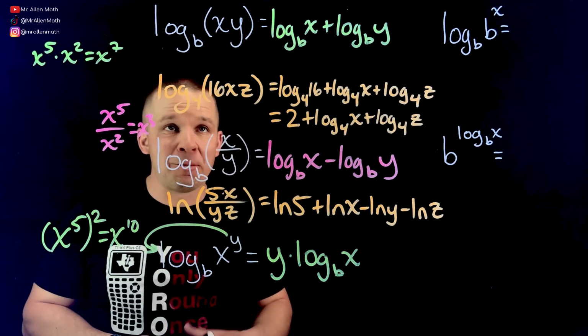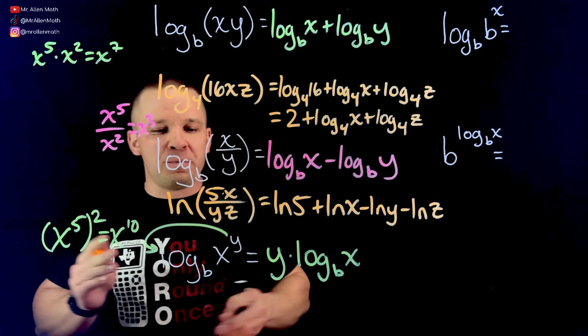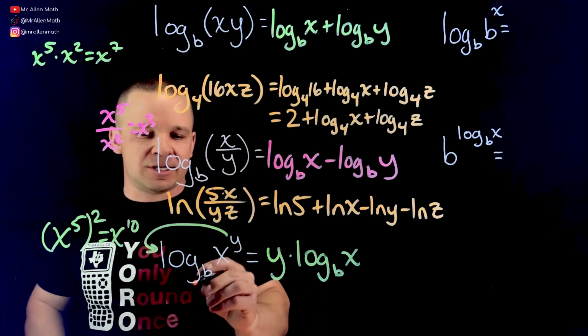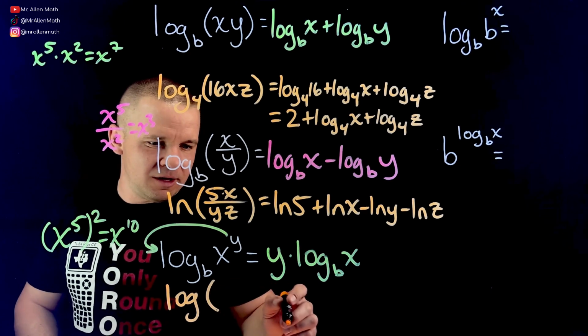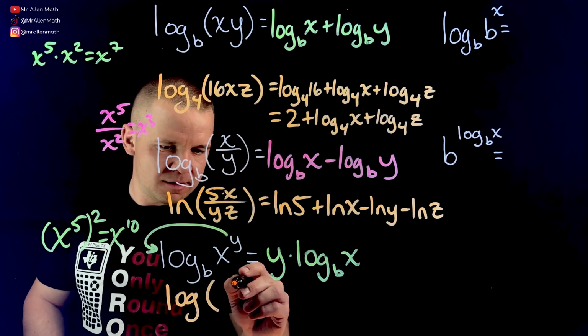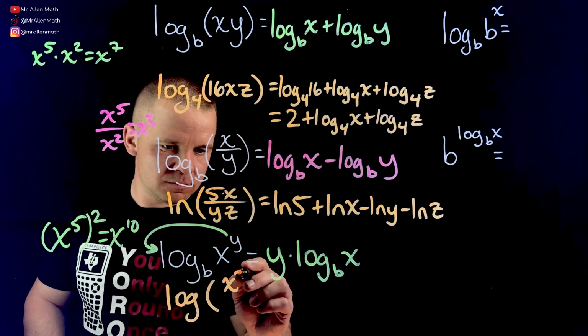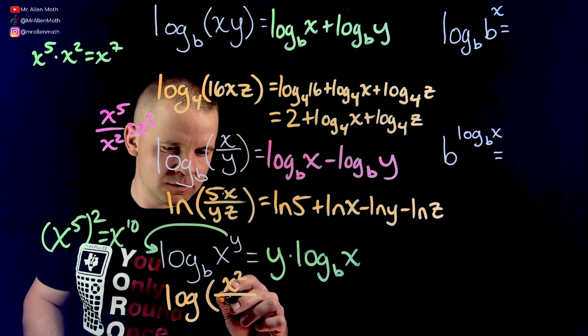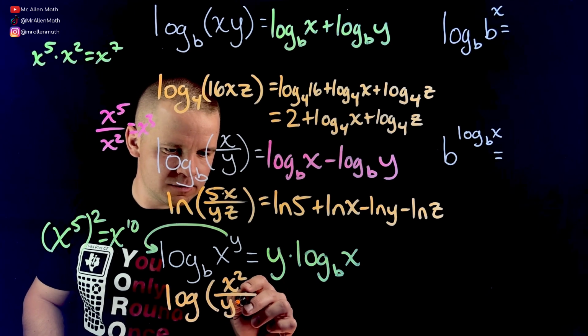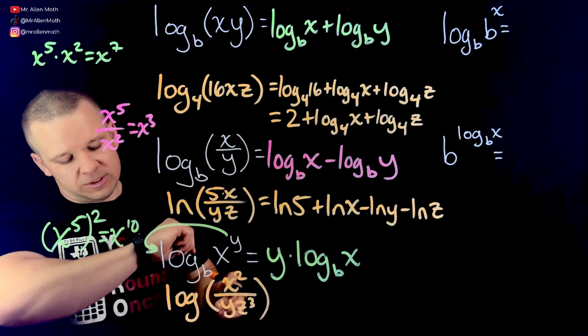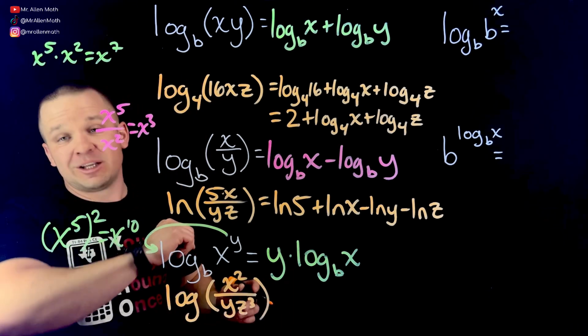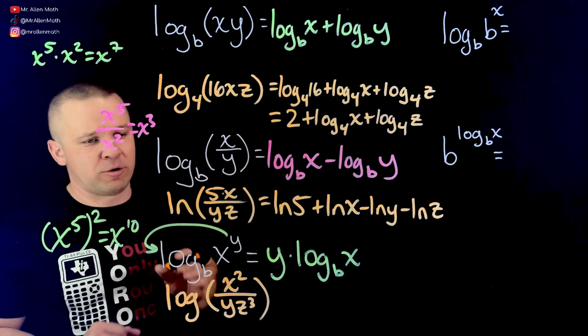Let's do an example. I'm going to throw all three in this thing, no holding back. I'm going to go log of x squared over y z to the 3rd. Let's see if we got it in the frame. It'd be unfortunate if it didn't show. We got it.